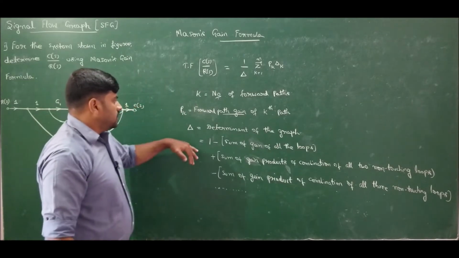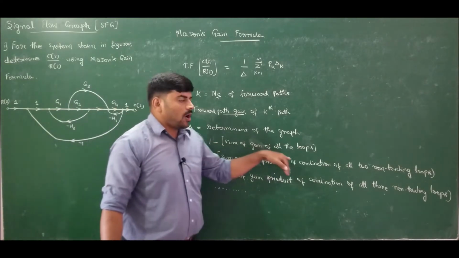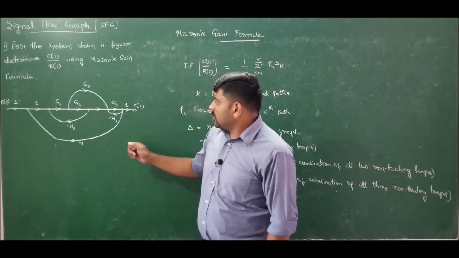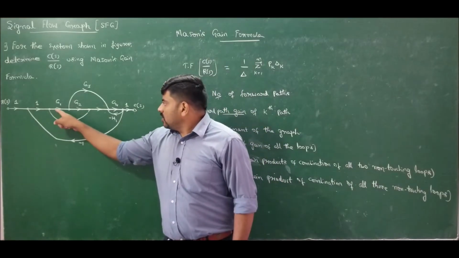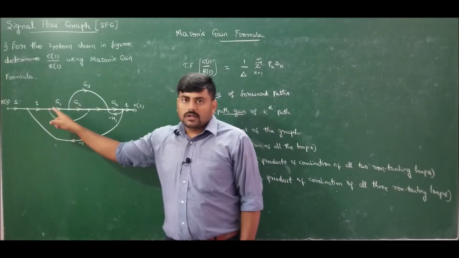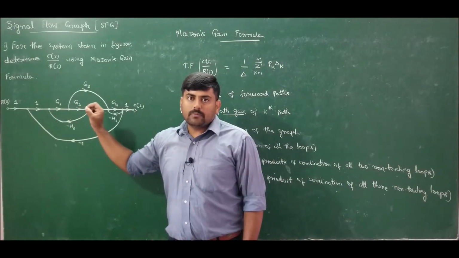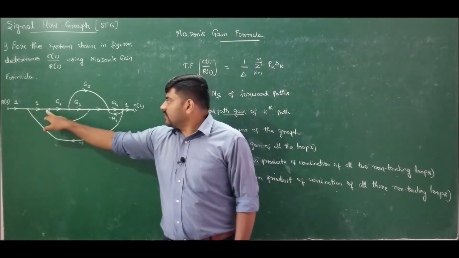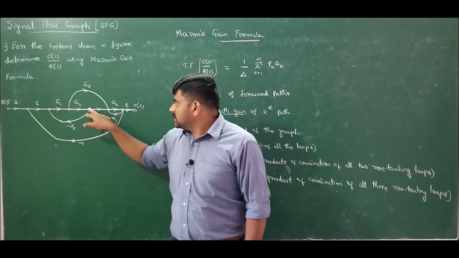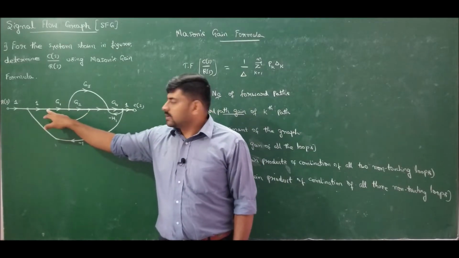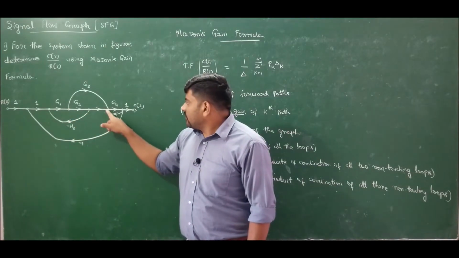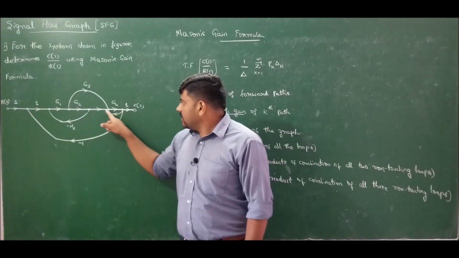So what does it mean? 1 minus sum of gain of all the loops. So for this given problem, if I consider this is one loop, what is a loop? For a loop, the beginning and ending points are the same. If I start from here, I go like this and again come back to the original point. So if I consider this one, I start from here, go here and again come back here.